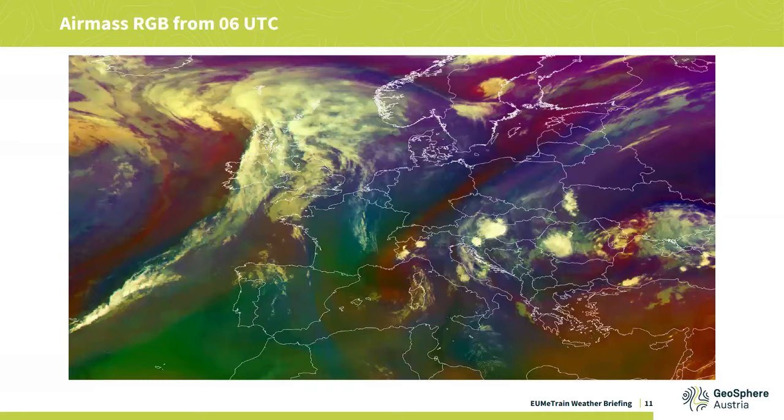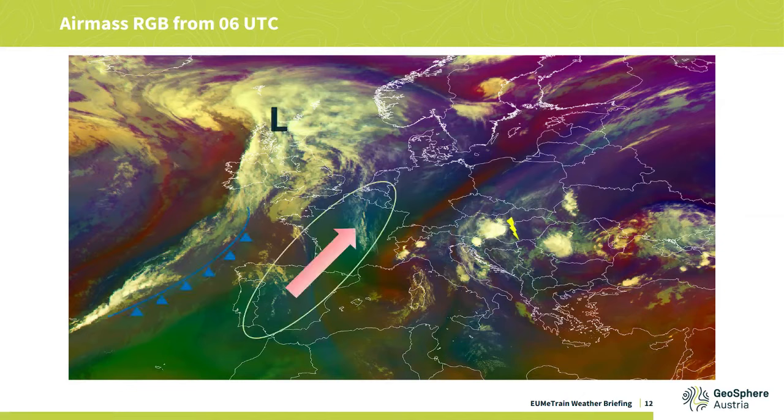So what I'm bringing you is the Airmass RGB from 6 UTC today. You can think for a minute for yourself what you can see here. I mean, we have the different colors in the Airmass RGB. You also see some different clouds. Maybe I show you a little bit what I was thinking about. You can really nicely see this low pressure system here over Great Britain, Scotland, and everything. You can also see this nice cold front here in the western part over the Atlantic.